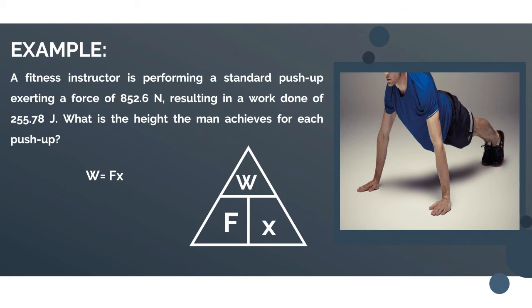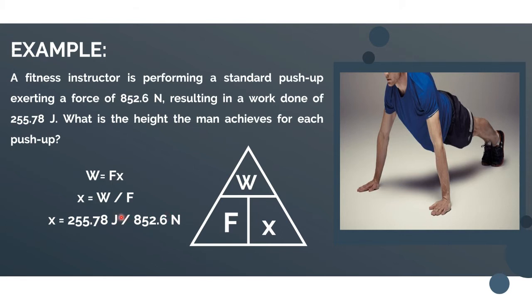Now, we have here a triangle that shows the formula that we can use in determining the value for the work. Now, ano ba yung mag-given natin sa problem? So, una na po dyan ay yung force natin, which is 852.6 Newton, and ang work naman po natin, which is 255.78 joule. Now, kung hinahanap po ngayon natin ang value ng ating height, ibig sabihin yung displacement. So, displacement would be work divided by the force. So, just substitute the value for the work natin, which is 255.78 joule, divided by the force, which is 852.6 Newton.